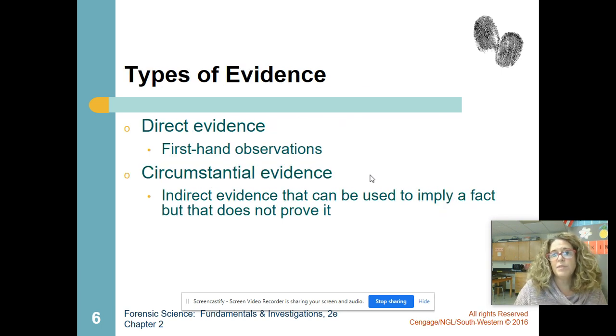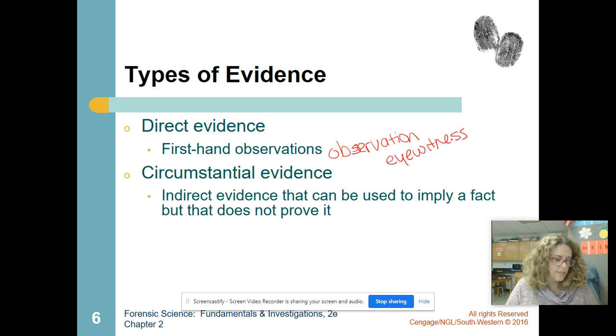So we have different types of evidence. We have what's called direct evidence and circumstantial evidence. The direct evidence is your firsthand observation, right? So this is your observations, sorry for my terrible handwriting. So this is like an eyewitness, your eyewitness testimony.